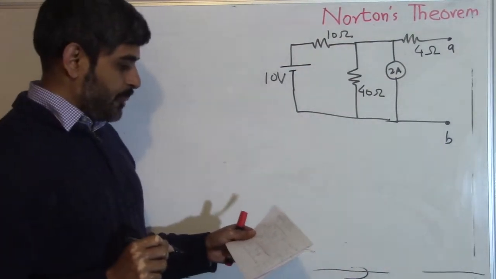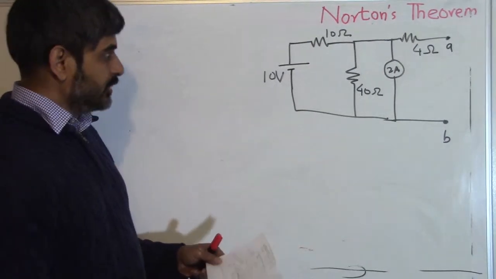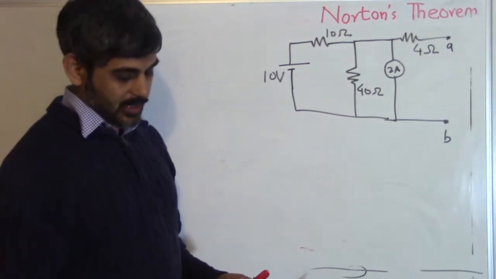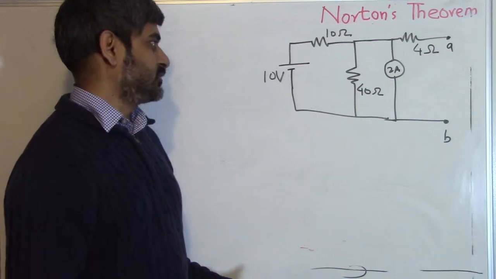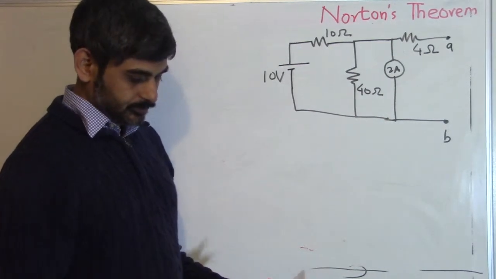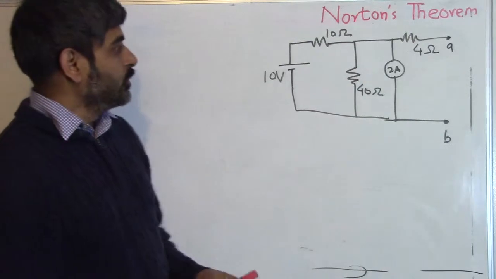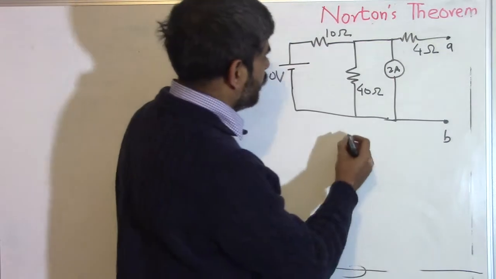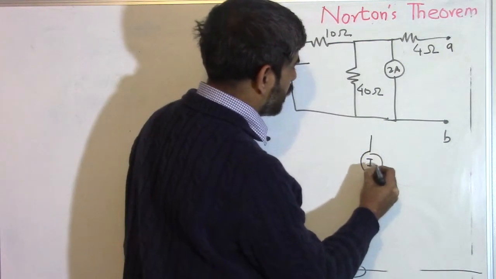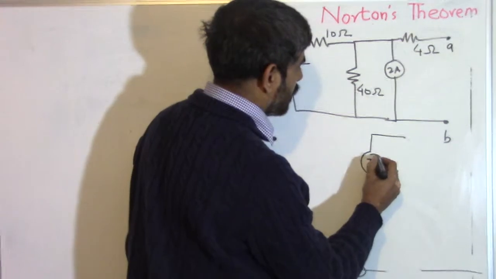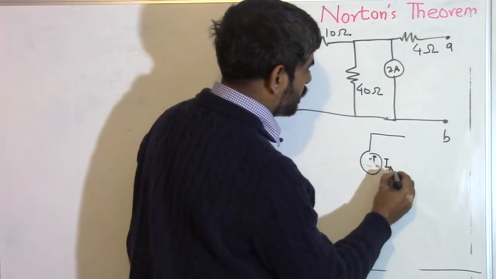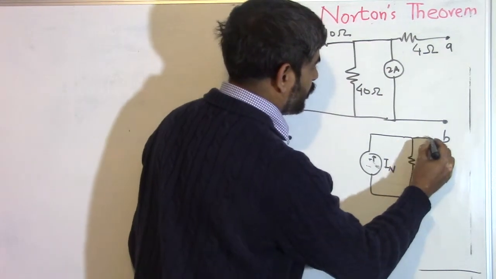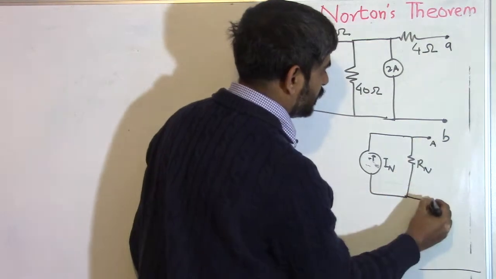So in this problem, we need to find out the Norton's current and the Norton's resistor. So we can replace this whole circuit using a circuit like this: IN, and this is the resistor Rn. This will be point A and this is point B.